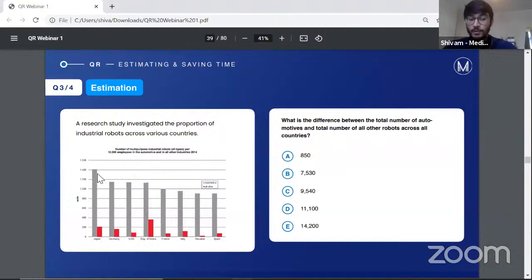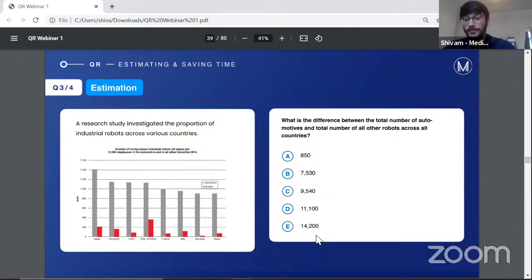What we could have done here straight away is just seen Japan and done 1,400 take away 200. Okay, it's 1,200. It's going to be more than that. We can get rid of A, and now we can guess any of these answers here, can't we? Okay, and we could have guessed that.